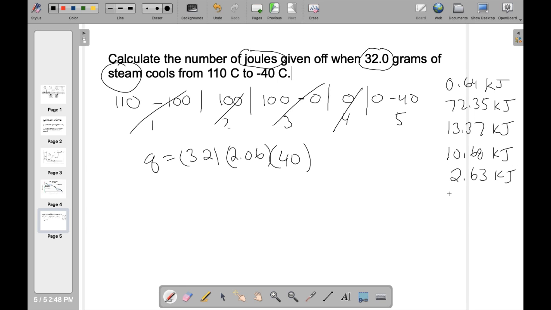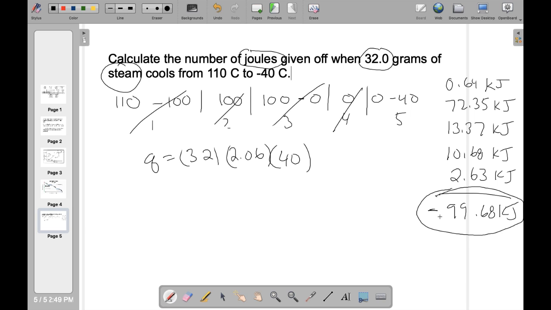Then I add all of this up, and in the end I'll get 99.68 kilojoules. And then I can put actually a minus here because I'm actually getting rid of this energy. This heat's coming out of it because it's going from steam and cooling down. So that would be the answer.